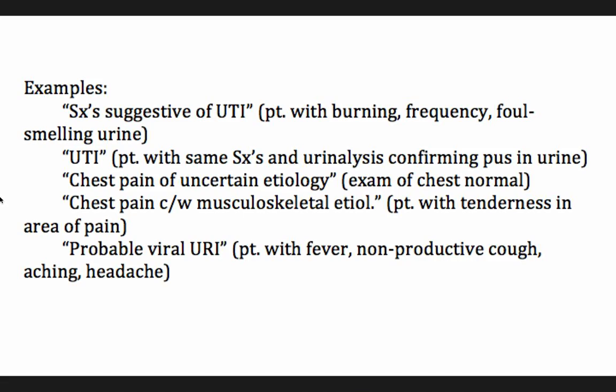Examples include symptoms suggestive of urinary tract infection in a patient with urinary burning, frequency, and foul-smelling urine. UTI, urinary tract infection, in the same patient but with urinalysis confirming pus in the urine. Chest pain of uncertain etiology, in which history from the patient is unrevealing and examination of the chest is normal. That can be upgraded to chest pain compatible with musculoskeletal etiology if the patient has tenderness in the area of his pain. Probable viral URI, upper respiratory infection, in a patient with fever, non-productive cough, aching, and headache.